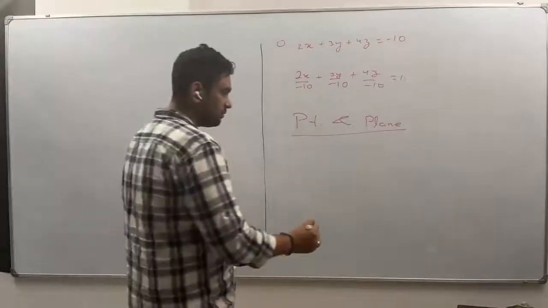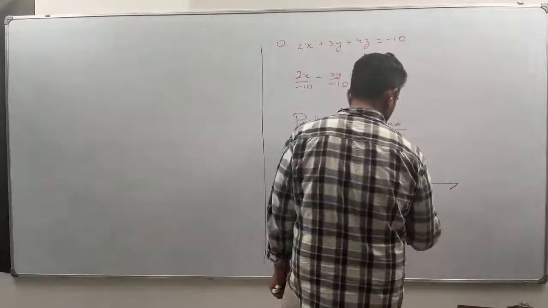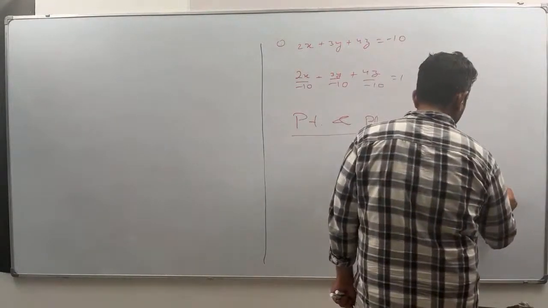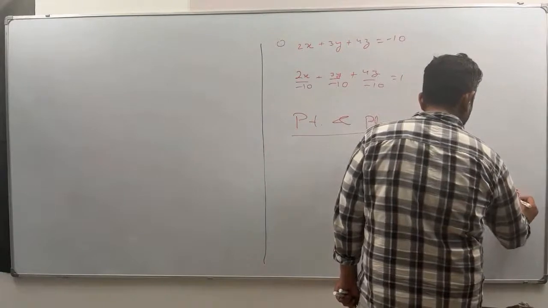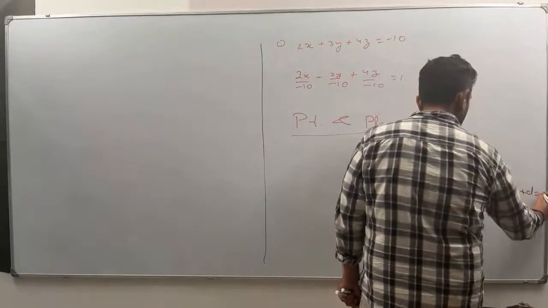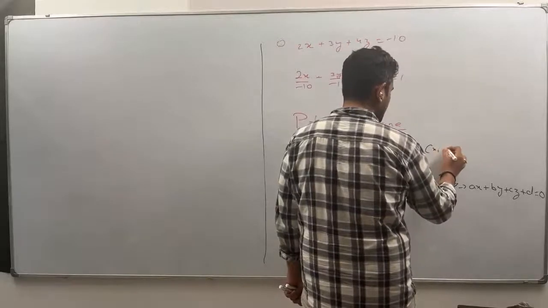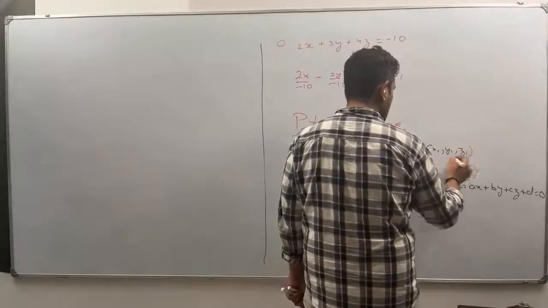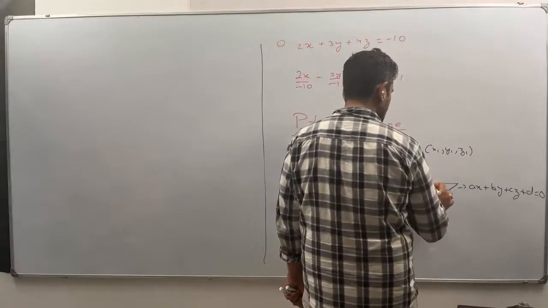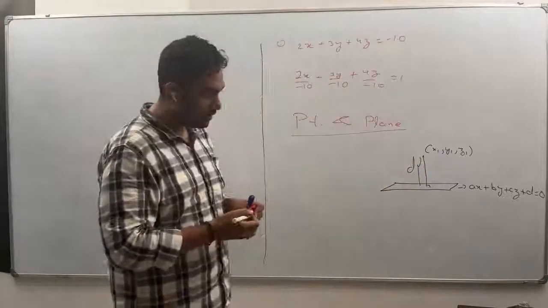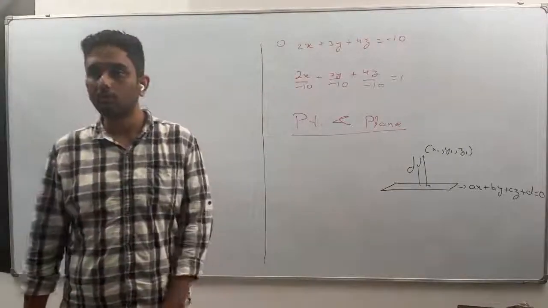All right, so let's say you have a plane over here. This is the equation of plane: ax plus by plus cz plus d equal to 0. This is the point. Point is x1, comma y1, comma z1. And let's say this is d, the distance between point and plane.